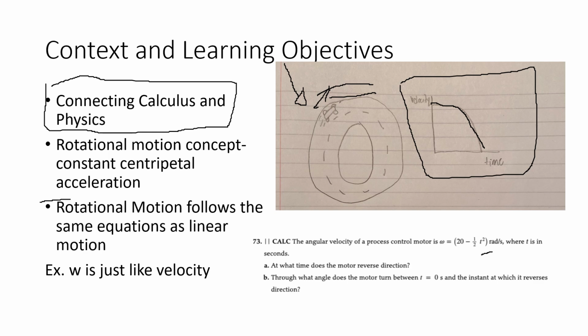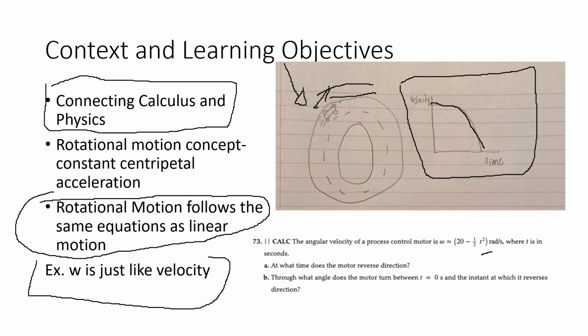Finally, one of the most important learning objectives here is that rotational motion basically follows the same equations as linear motion, except with new variables and new units. For example, distance can become radians. And here I said w is just like velocity in linear motion.